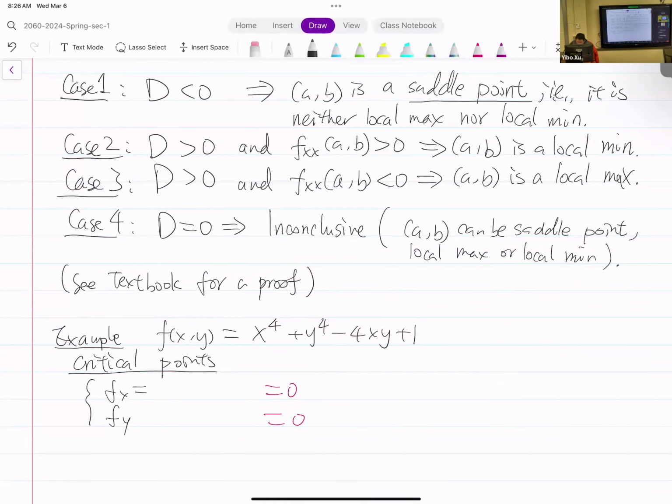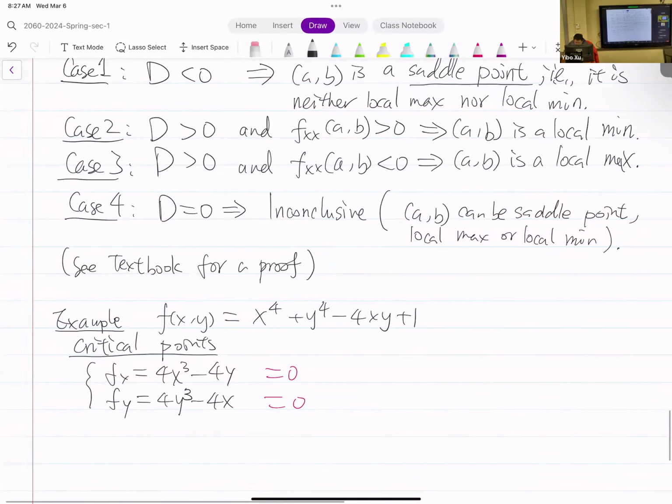But then let's calculate. So we see, okay, we have 4 terms, x to the 4, y to the 4, negative 4xy plus 1. So the 1 doesn't give you anything when you differentiate. The first term and third term involve x, right? So that's 4x to the 3 power minus 4y. So 4xy gives you 4y. When you do the partial with y, only the second and third term involve y, right? So that's 4y to the 3 minus 4x. Okay, so you're doing the partial with y.